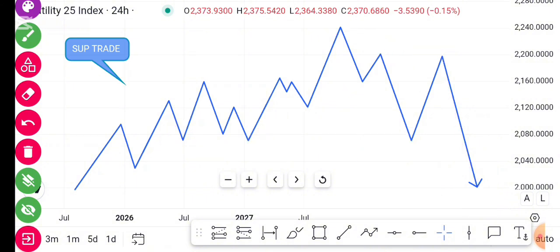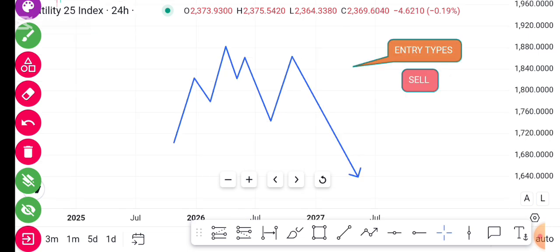So let us go and see the entry types. When we are waiting and the price is moving upward, are you getting the point? And then we want to sell. When the price is making a downtrend, we have to wait to buy. Are you getting the point? So this is how we execute in the market.